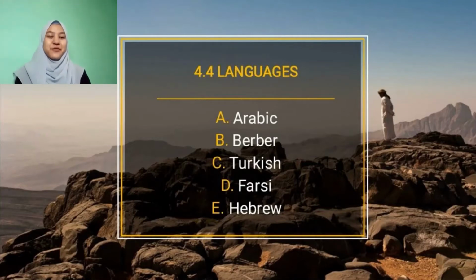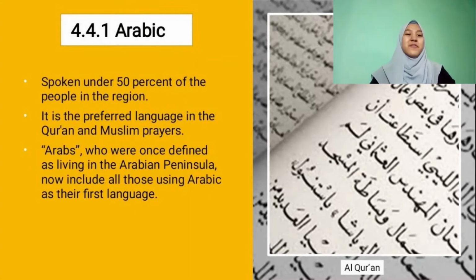Next is language. We have 5 languages we're going to talk about, which are Arabic, Berber, Turkish, Farsi, and Hebrew. Arabic. Arabic is spoken by under 50% of the people in the regions. It is the preferred language in the Quran and Muslim prayer. Arabs, who were once defined as living in the Arabian Peninsula, now include all those using Arabic as their first language. Do you know how to say thank you in Arabic? In Arabic, we say shukran as thank you.